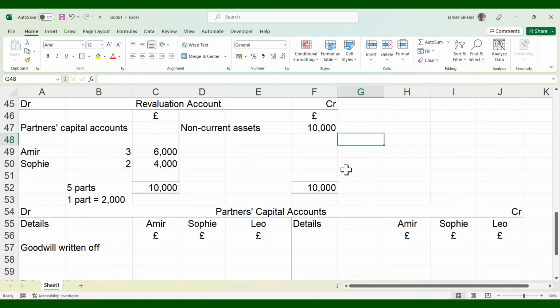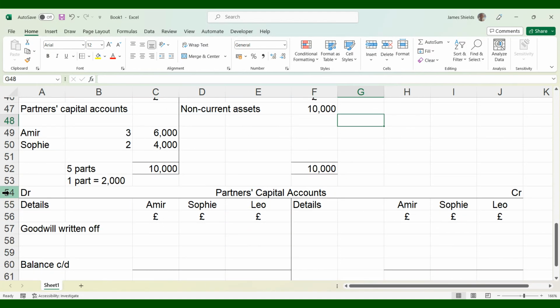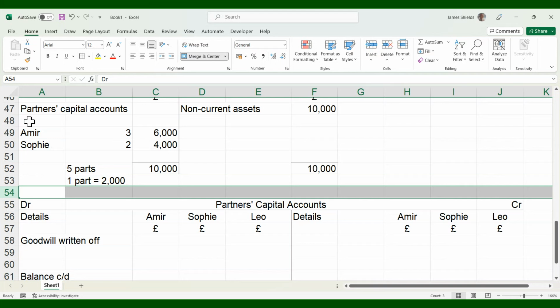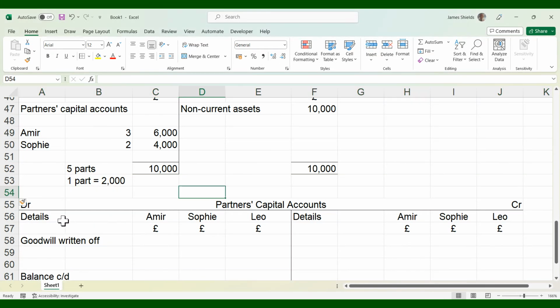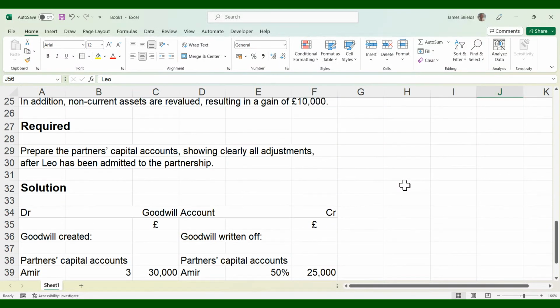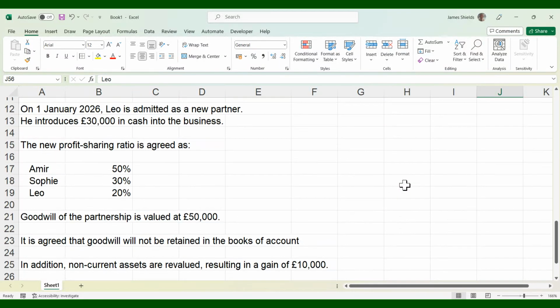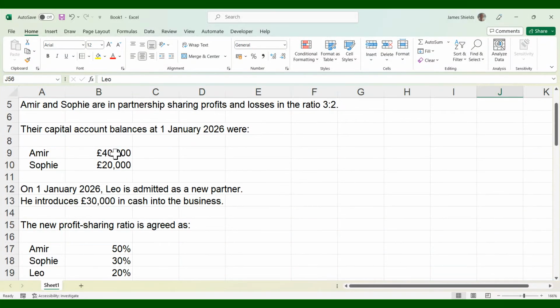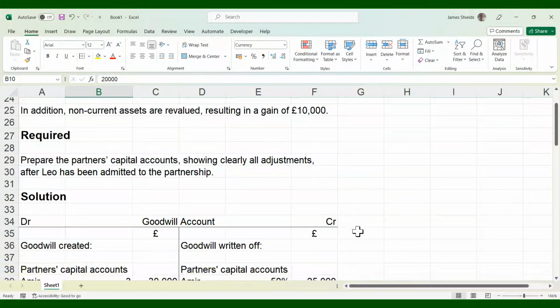So now we can go and prepare the partners' capital accounts. Let's just insert a line there to make it stand out. There we go. So we've got the debit side, with Mia, Sophie, and Leo, and on the credit side, again, we've got Mia, Sophie, and Leo. Now we're told in the question the balances at the start of the year, the 1st of January. So Mia has got a £40,000 balance, and Sophie's got a £20,000 balance. So let's put those in then.